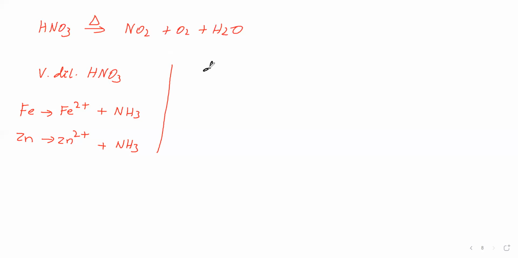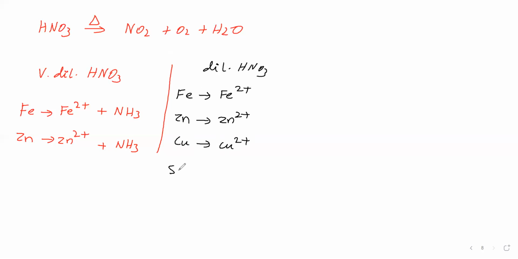Now we are taking dilute nitric acid. Iron is converting into ferrous with the dilute nitric acid. Zinc is converting into zinc ion with the dilute nitric acid. Copper is converted into cupric ion with the dilute nitric acid. Tin is converted into stannous with the dilute nitric acid.